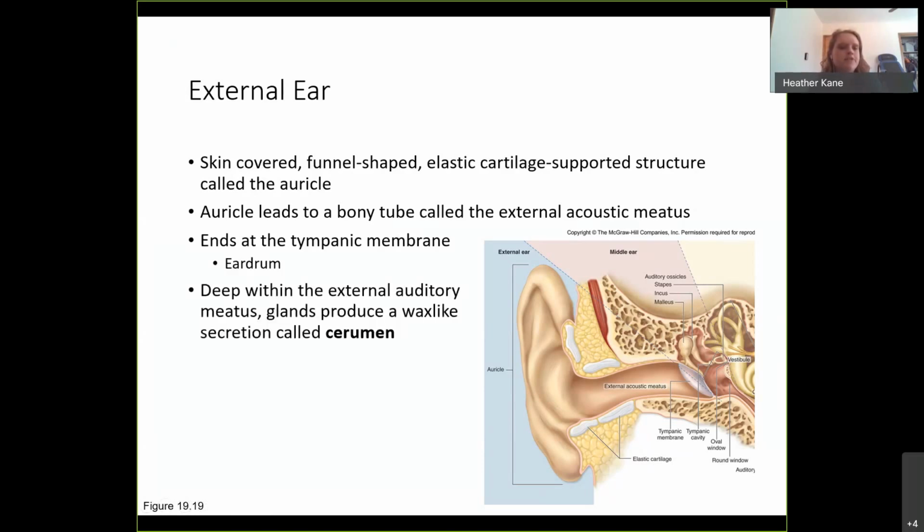So deep within this external acoustic meatus, right here, we have these glands that are going to produce this wax-like secretion called cerumen. Cerumen is known as your earwax.